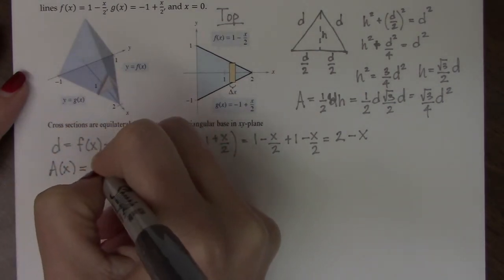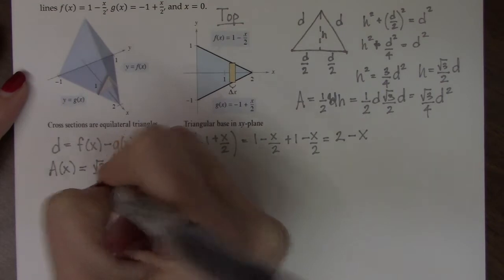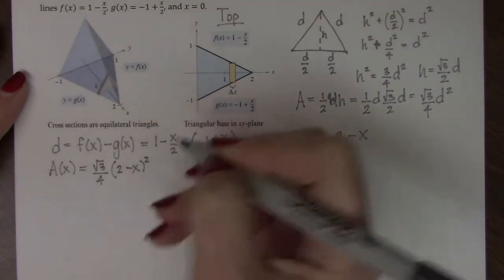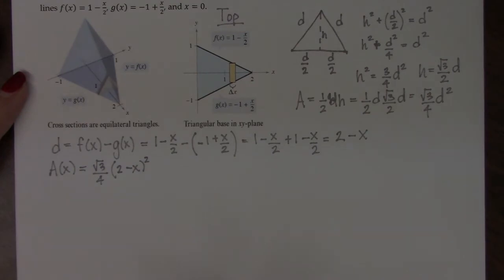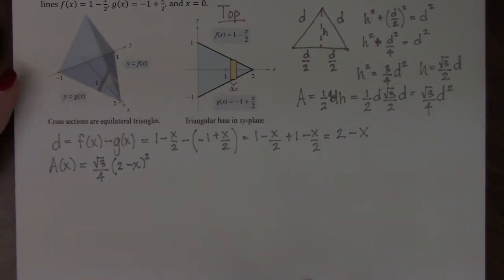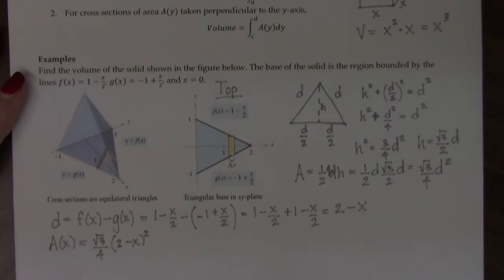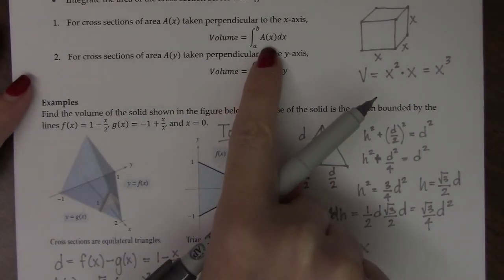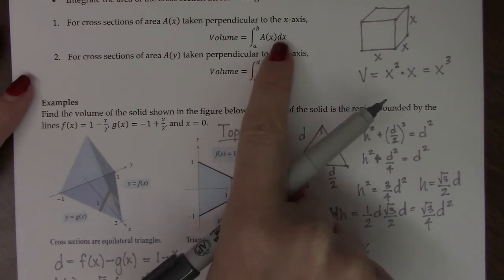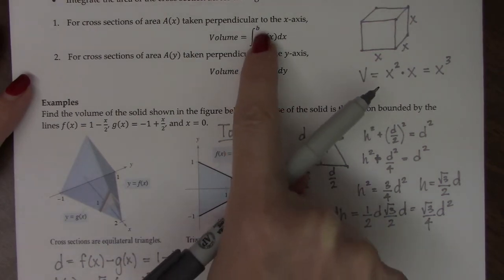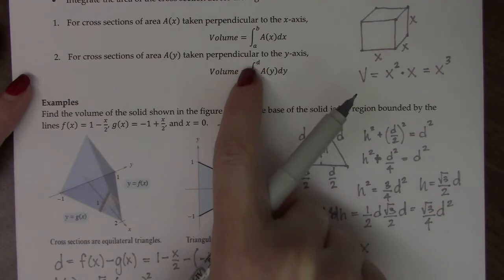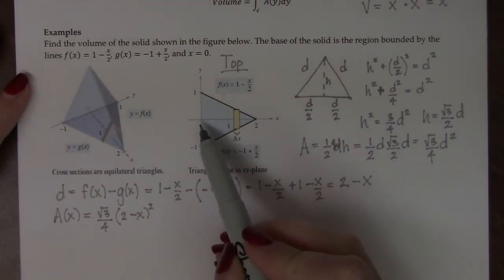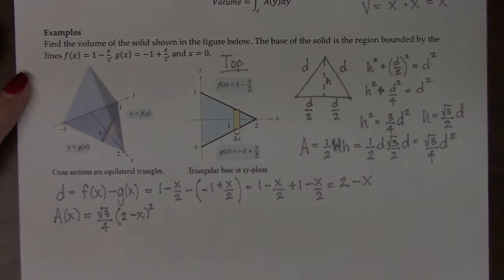So the area was the square root of 3 over 4 times d squared, which is 2 minus x quantity squared. So when I go to set up my volume integral, the volume integral as a function of x says integrate the area function with respect to x, and you need to make sure that the bounds on your integral are the bounds on x. If we go back and look here, x can be 0 all the way up to 2.